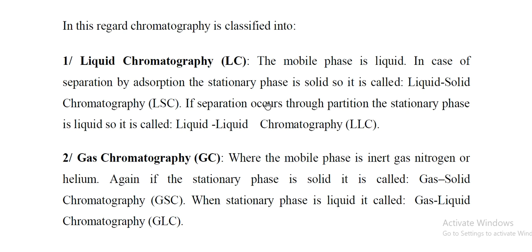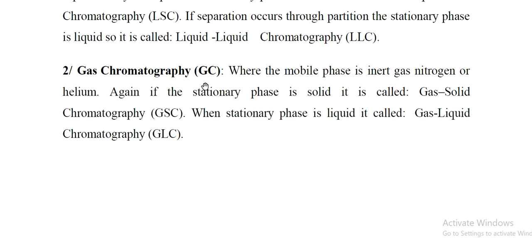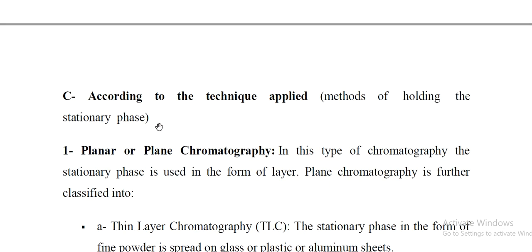If separation occurs through partitioning, the stationary phase here, as we said before, is liquid, so it's called liquid-liquid chromatography. Gas chromatography is when the mobile phase is inert gas, nitrogen or helium. Again, if the stationary phase is solid, it's called gas solid chromatography, while if the stationary phase is liquid, we call it gas liquid chromatography.